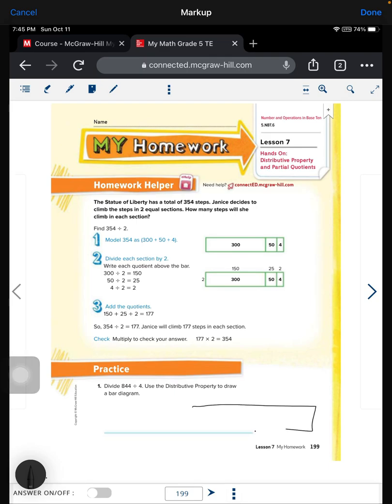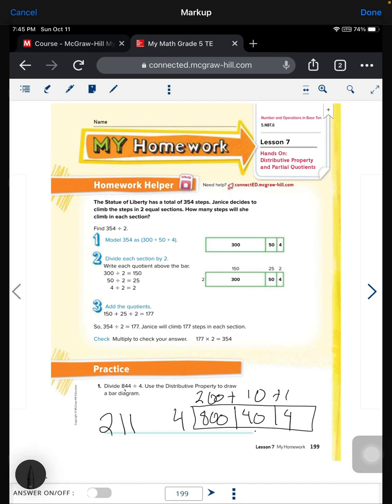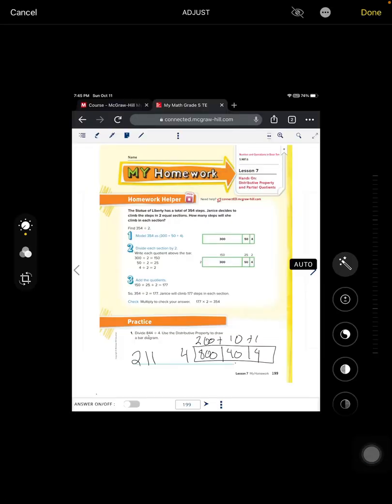Draw a rectangle, please. All right, we have 4. We'll go into 844. So let's get our 800 place value. Next one is the 40 place value, and then the ones. 4. How many times will 4 go into 800? 4 will go into 8 twice, and bring the zeros up. How many times will 4 go into 40? Well, 4 will go into 4 once, and then bring the 0 up. 4 will go into 4 one time. Add those together, we get 211. Okay, let's do the next page.